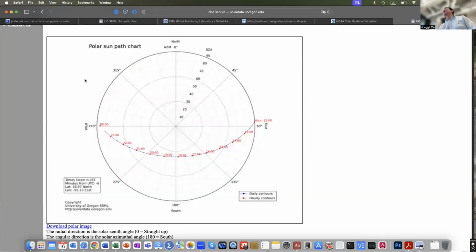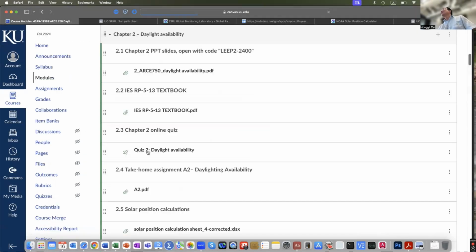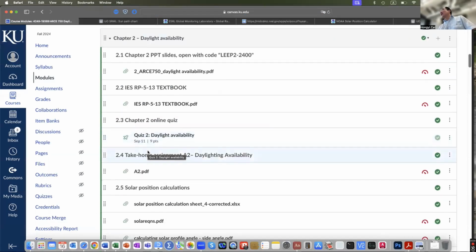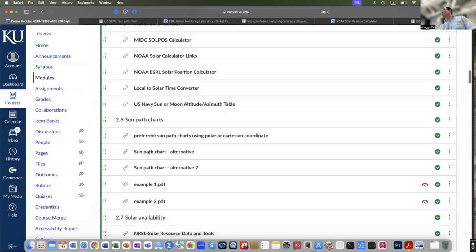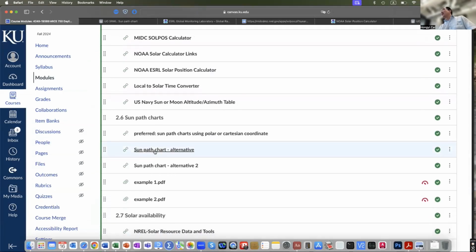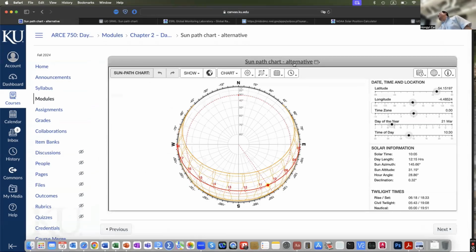Let me actually show you another alternative chart. We do have multiple of them. If that one does not work and you are in a hurry to get the take-home assignment done, you can use this. So we have another alternative SunPath chart. This one is actually very easy.